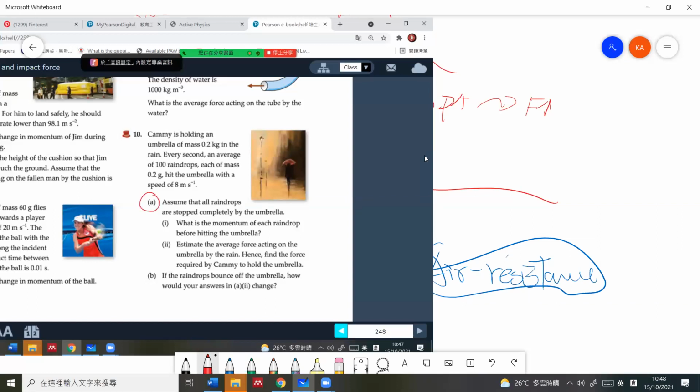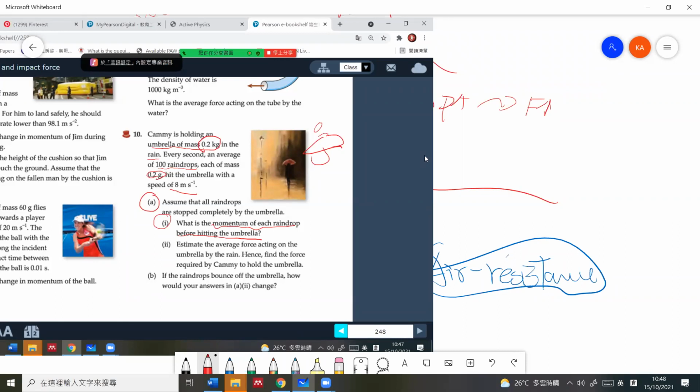A1: what is the momentum of each raindrop before hitting the umbrella? Cami is holding an umbrella of 0.2 kg in the rain. Every second, an average of 100 raindrops, each of mass 0.2 g, hits the umbrella at a speed of 8 meters per second. So here is the situation. The rain will drop on the umbrella.